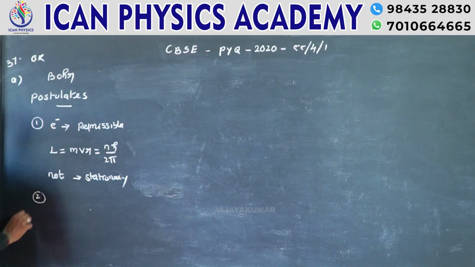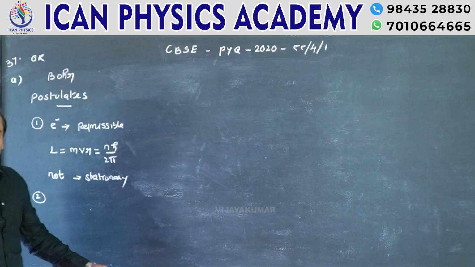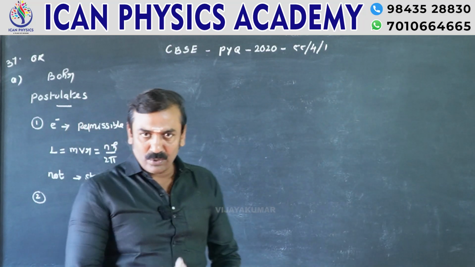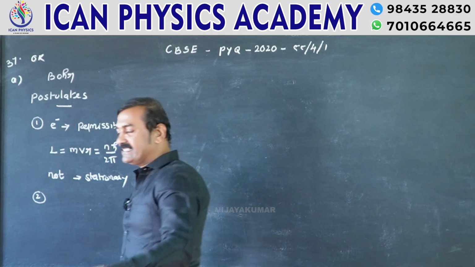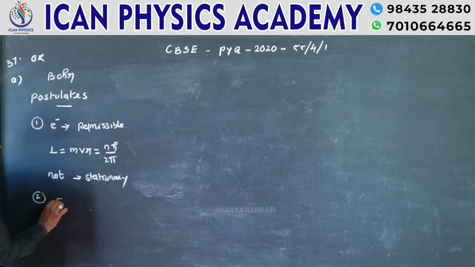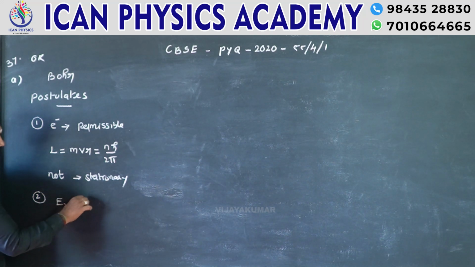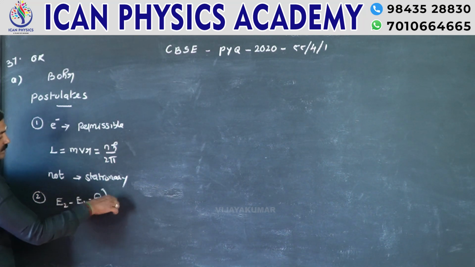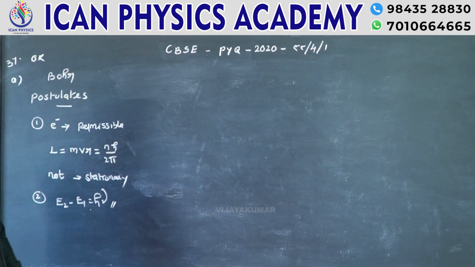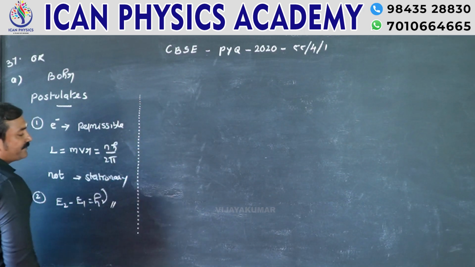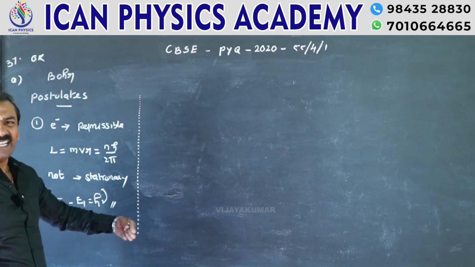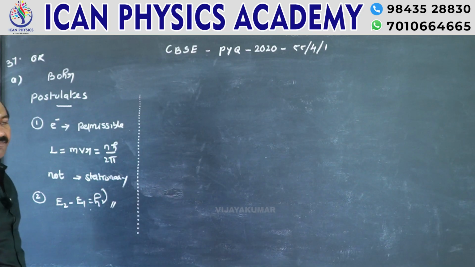And the second postulate: when the electron jumps from a higher orbit to a lower orbit, it radiates energy. So E2 minus E1 equals h nu. Okay. Then what is the second part of this question? That is, obtain the radius of Bohr.